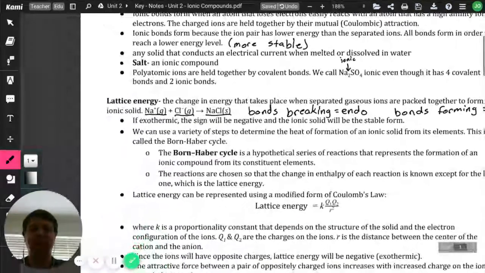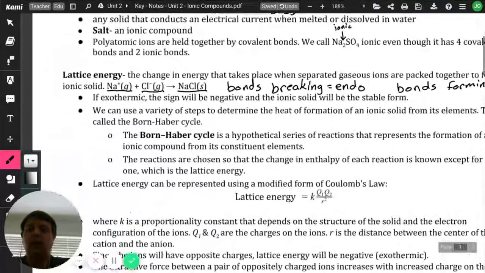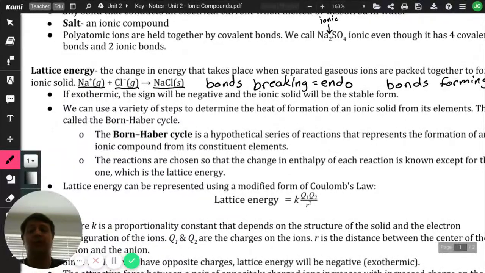Okay, so when we're talking about exothermic, obviously we're going to be talking about the losing of energy. And so our energy will be classified with a negative symbol. And again, it's always trying to achieve the more stable form.